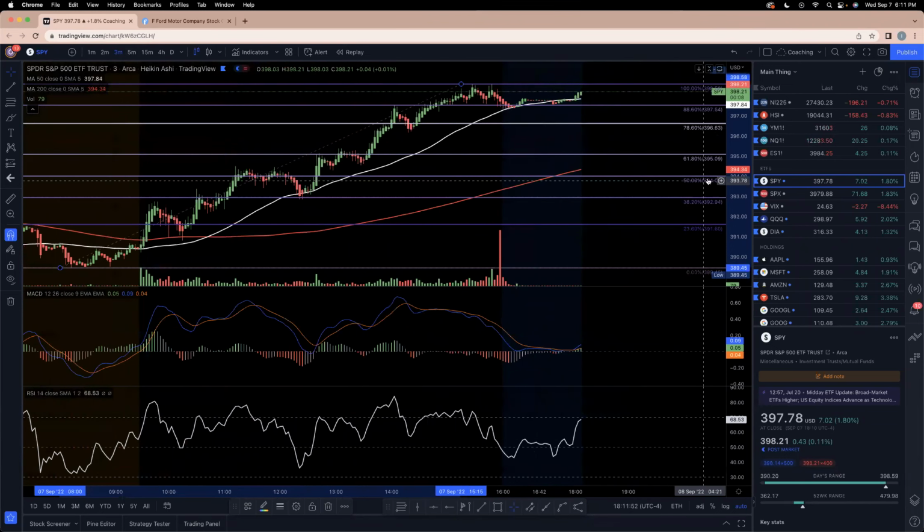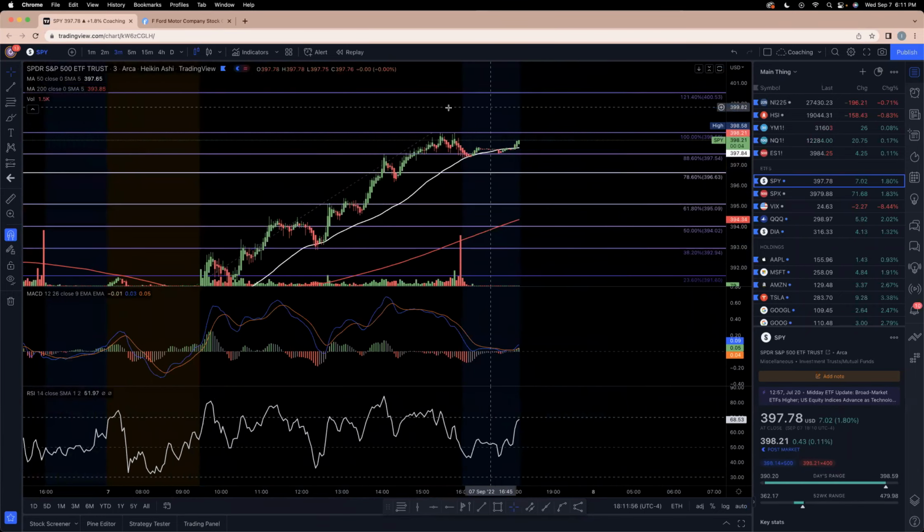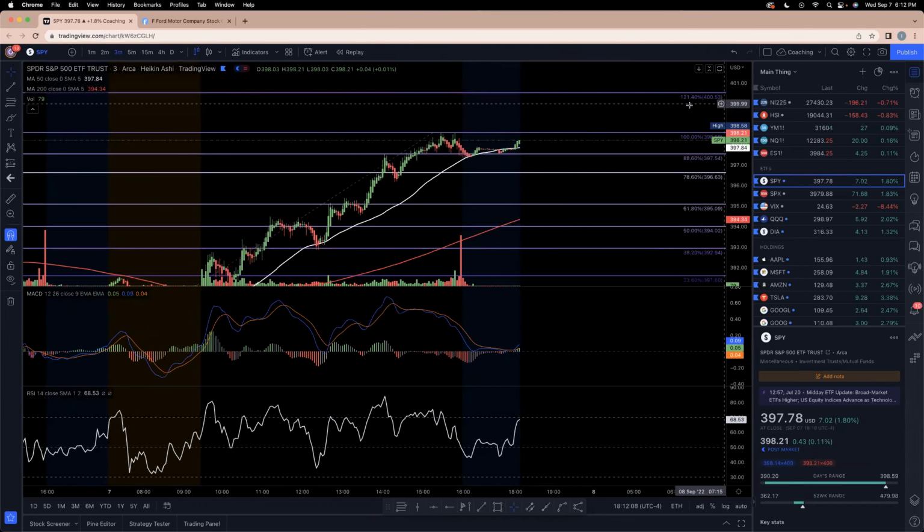So on this fib, and I'm going to look at a couple other setups with you guys too, the first price target from here again would be back to this 398 level, this high from today. And then if we break that, I actually have an extension as well, right? So if we do break higher, this would be my extension here.